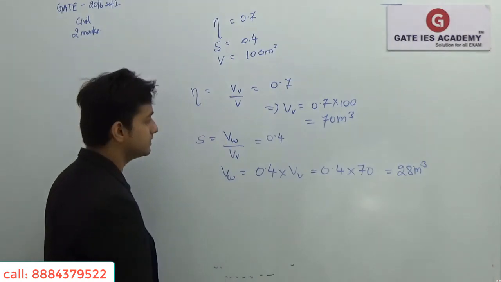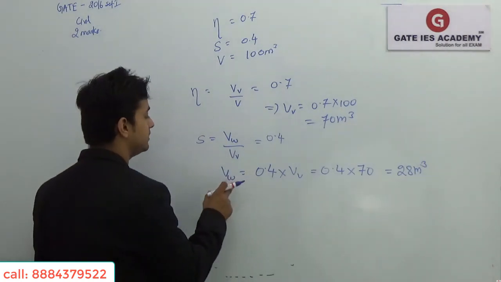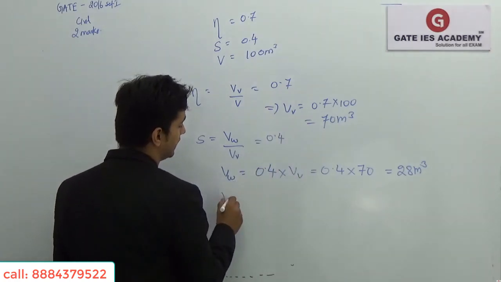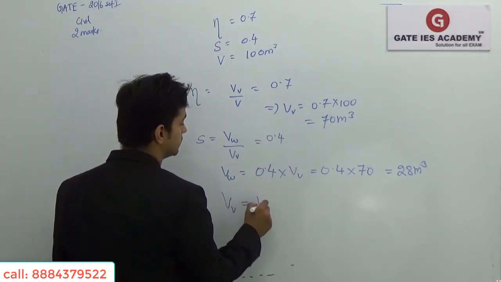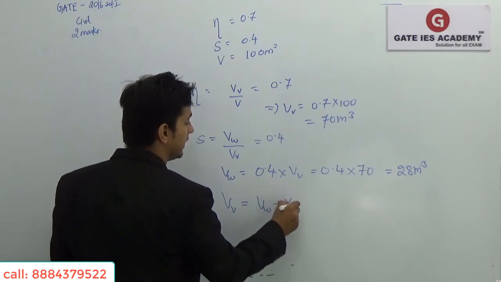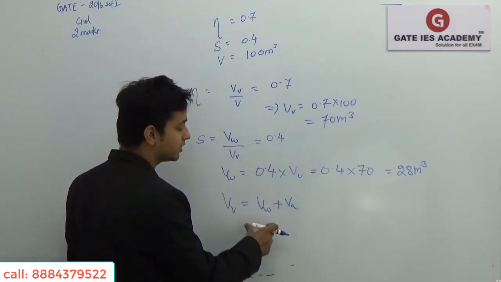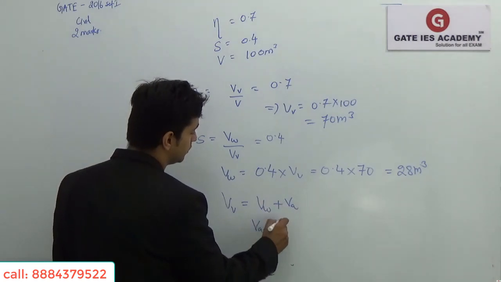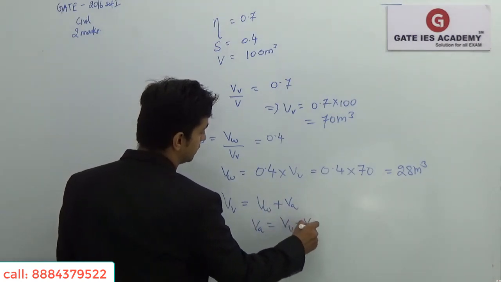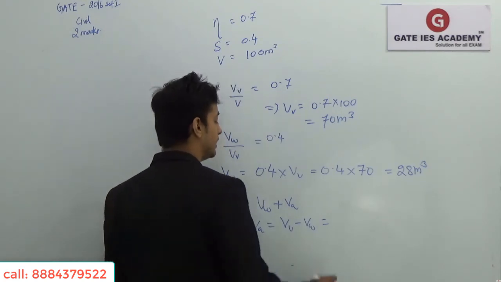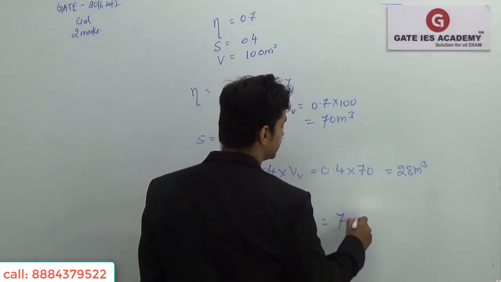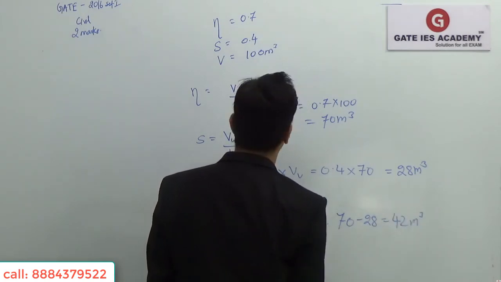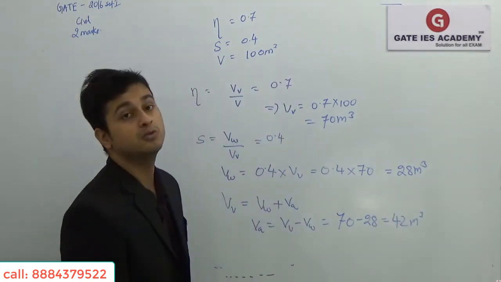So now Vw is equal to 28 meter cube, Vv is equal to 70. We very well know that Vv is equal to Vw plus Va. Air plus water is nothing but the void composition. So our Va will be equal to Vv minus Vw. So that is 70 minus 28, which comes out to be 42 meter cube. You have to fill in the blanks as 42 meter cube.